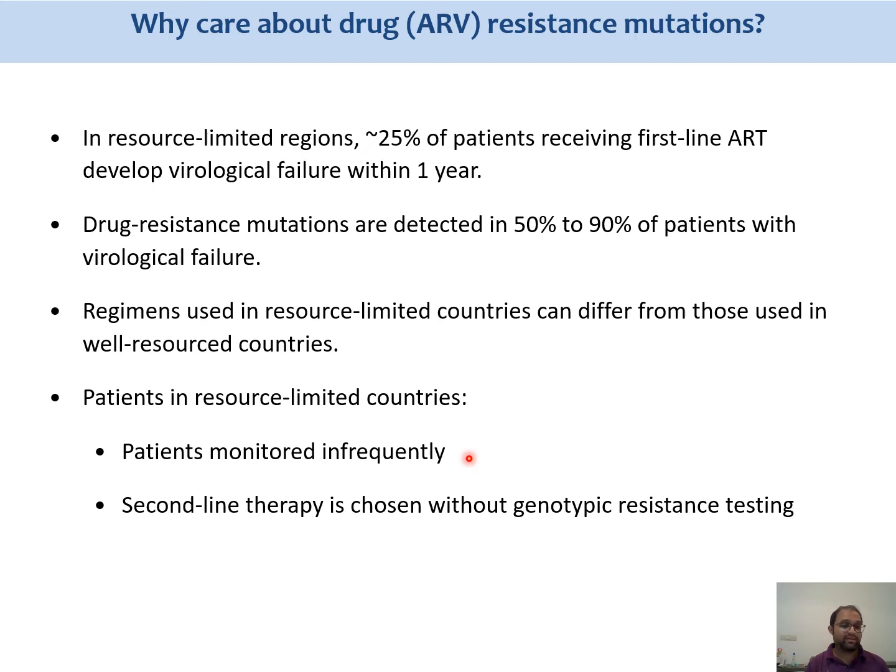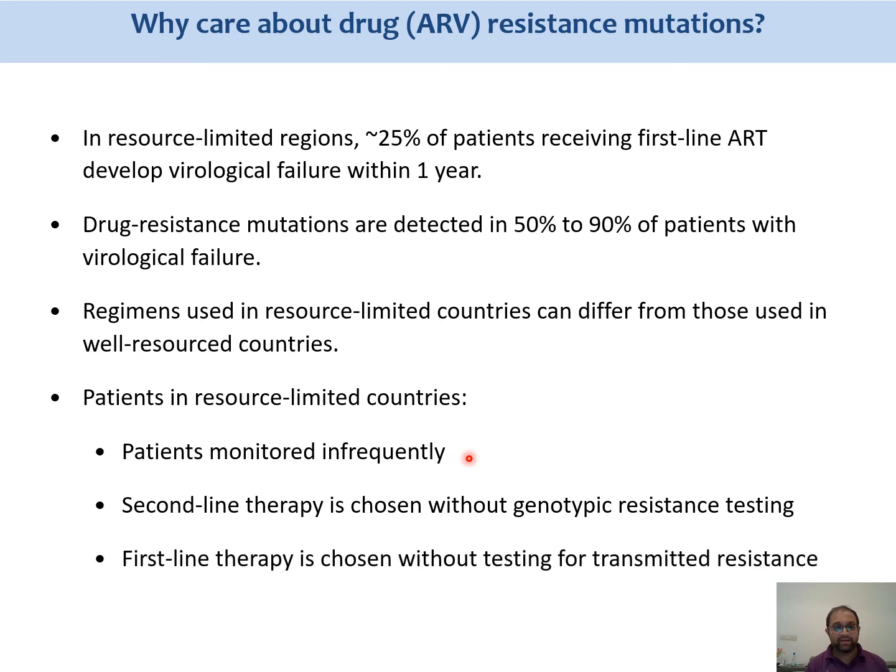The second line therapy is chosen without doing genotypic resistance testing. Many of the mutations are assumed, and they are assumed based on genotype B. So let's say if you have AE or O2AG or A as a circulating genotype, you may end up in cases where the drugs may not be working. And the first line therapy is chosen without looking for transmitted drug resistance mutation.